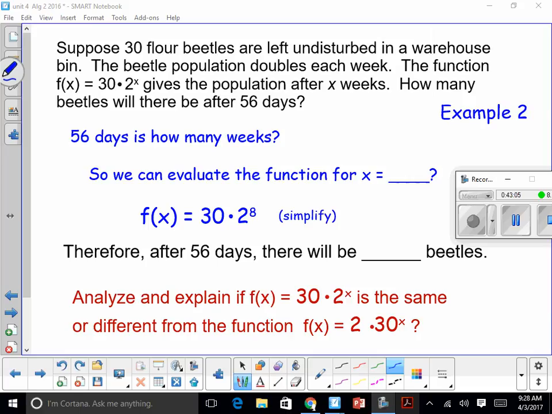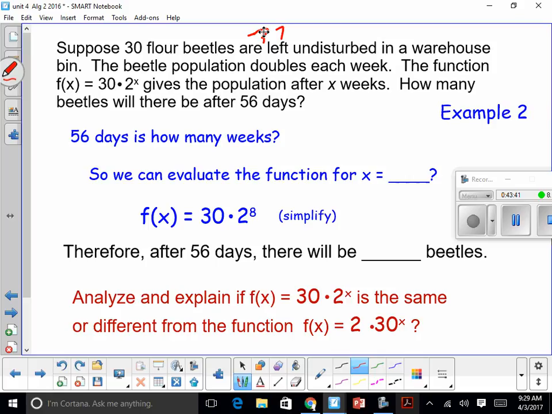It says here, suppose 30 flower beetles are left undisturbed in a warehouse bin. The beetle population doubles each week. The function f of x equals 30 times 2 to the x power gives the population after x weeks. How many beetles will there be after 56 weeks? That's a lot of information. Does Thomas want you to know all of that? No. Here's what Thomas wants you to know. How many beetles did we start out with? Anybody see how many we start out with? 30. I put my A here, since I actually put it in the function form.